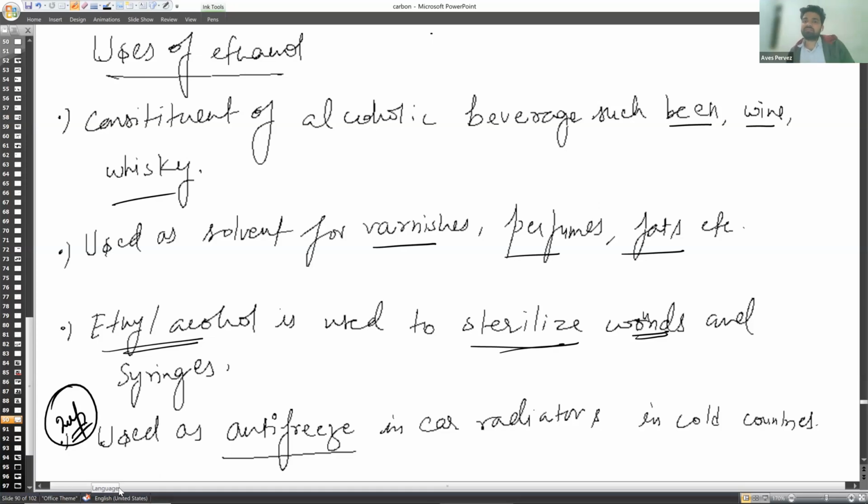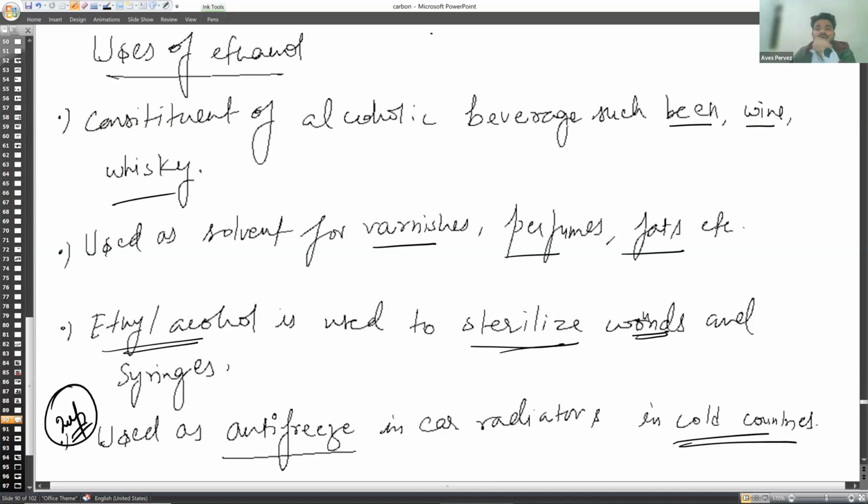So in cold countries, if we use water in the car radiator, it freezes. So we add ethanol to the water, so that the freezing temperature reaches -20, -30 degrees. So it does not freeze, in the fridge also. Because it acts as an antifreeze, its freezing temperature is less than 0 degrees Celsius. So it is used in car radiators in cold countries, as an antifreeze. Got it?